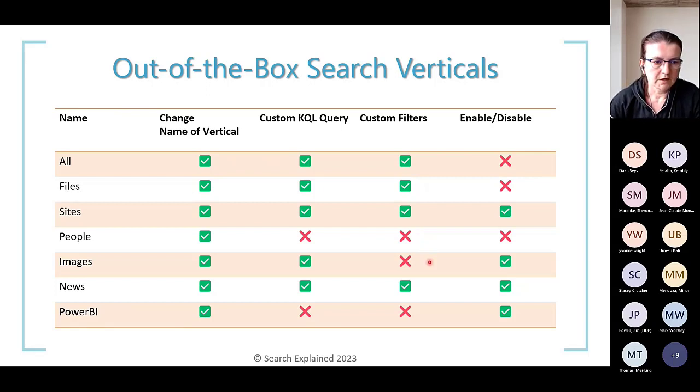Images are pretty much you can do everything except custom filters. With the news, you can do everything, so you can disable custom filters, etc. And with the Power BI, you can change the name of the vertical and you can disable it. Of course, if you create a custom vertical, you can do all of these changes with your custom vertical. This table is for the out-of-the-box verticals only.